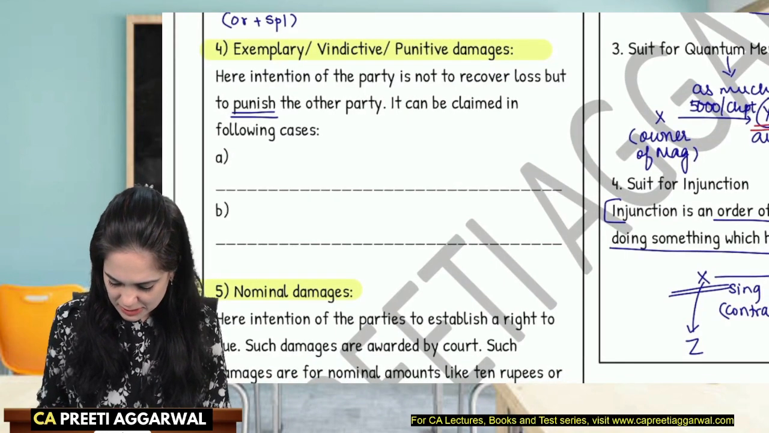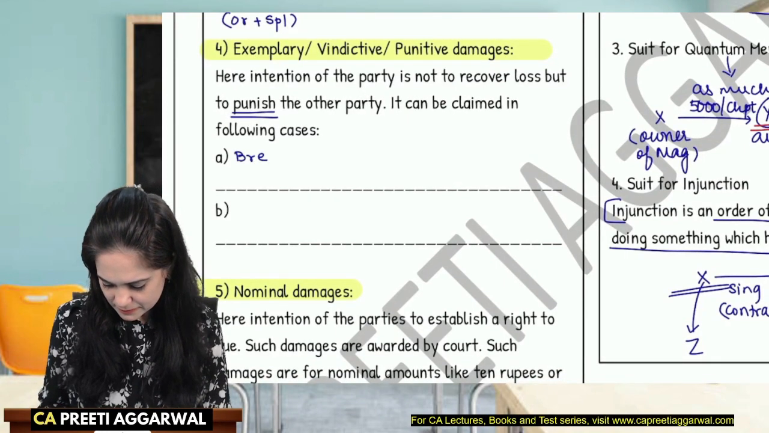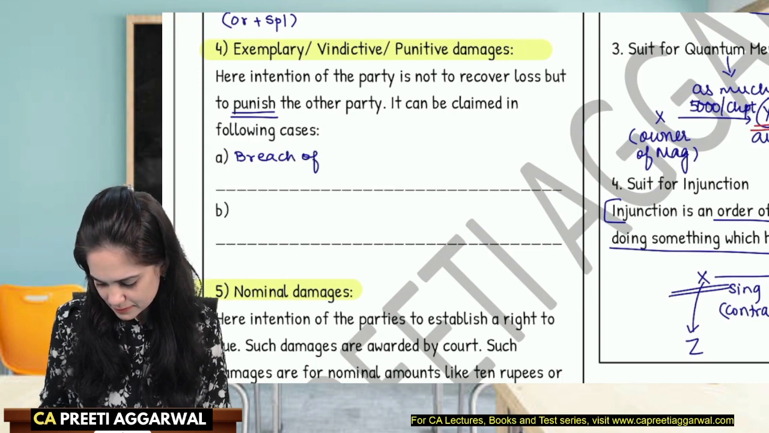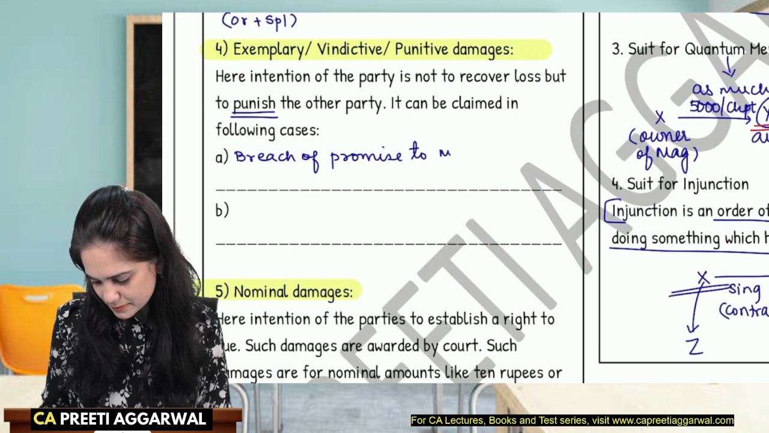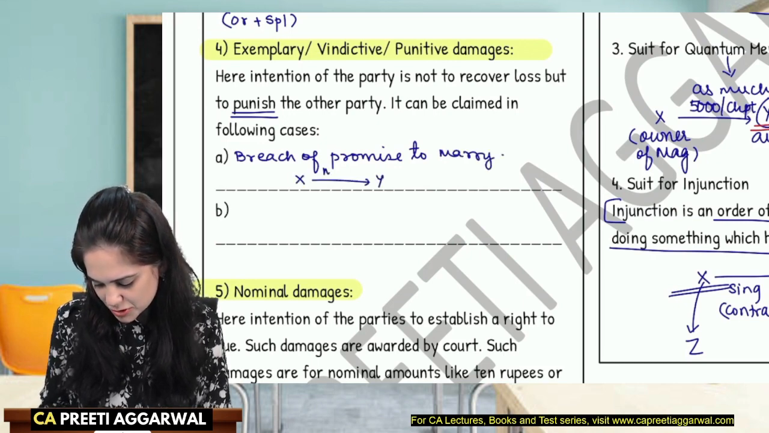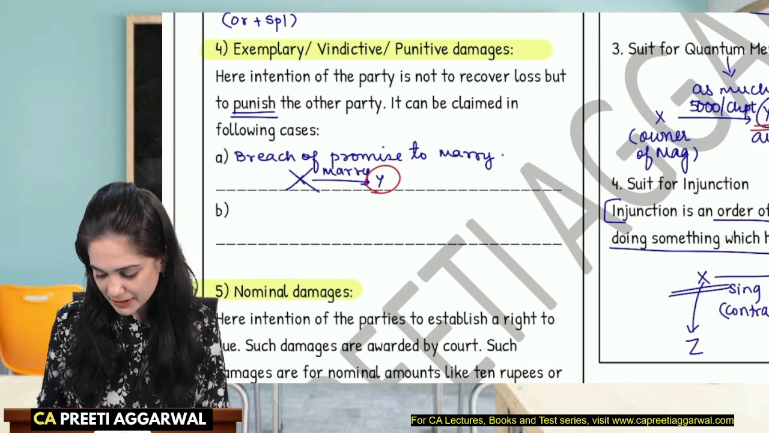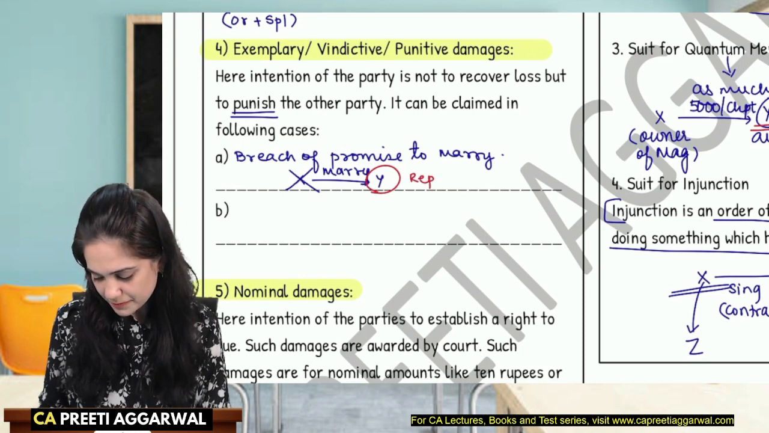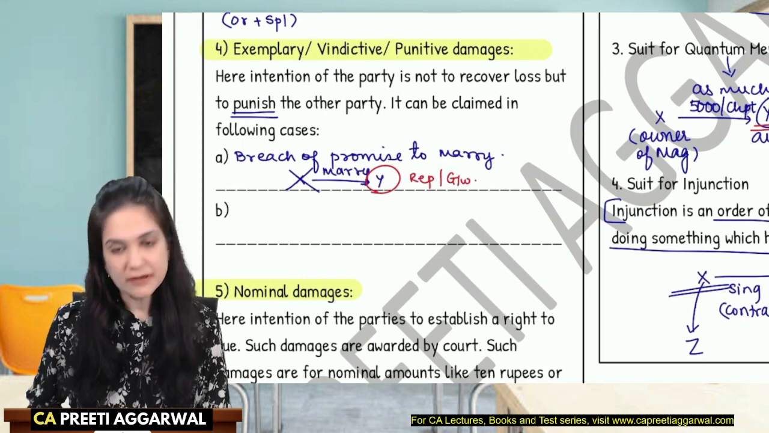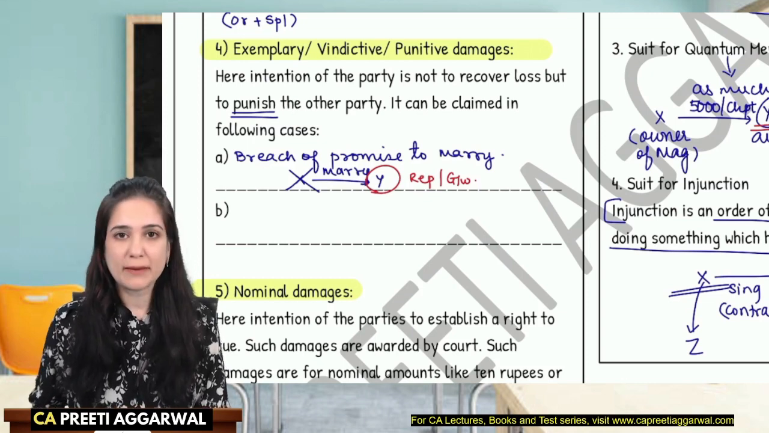The first is breach of promise to marry. X promised to marry Y. Okay, he promised to marry, but then he refused. Now, Y can claim damages. Feelings were hurt, my goodwill, my reputation got affected. So, these are valid grounds for claiming damages.